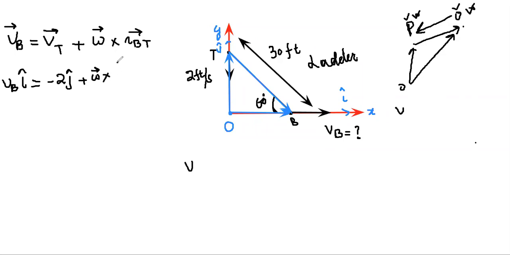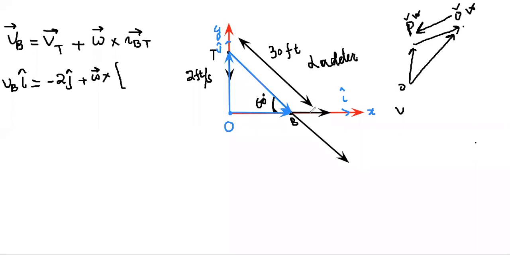Now we have to find this RBT vector. RBT is the vector drawn from point T to point B. So how will we find this RBT vector? This vector needs to be resolved. It's very easy. This vector RBT, let's produce it forward, maintaining its direction and magnitude.